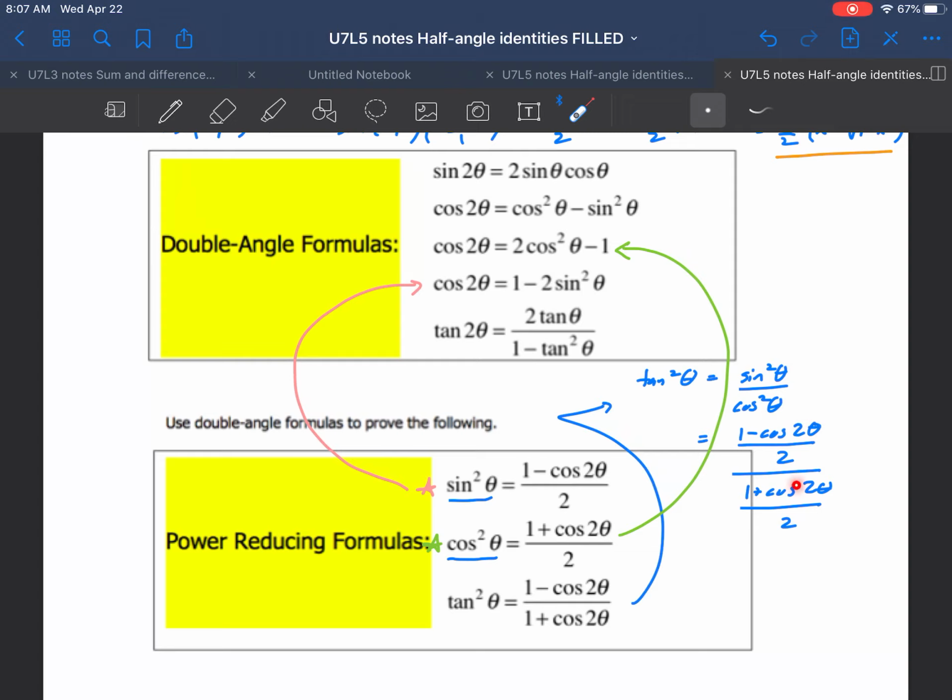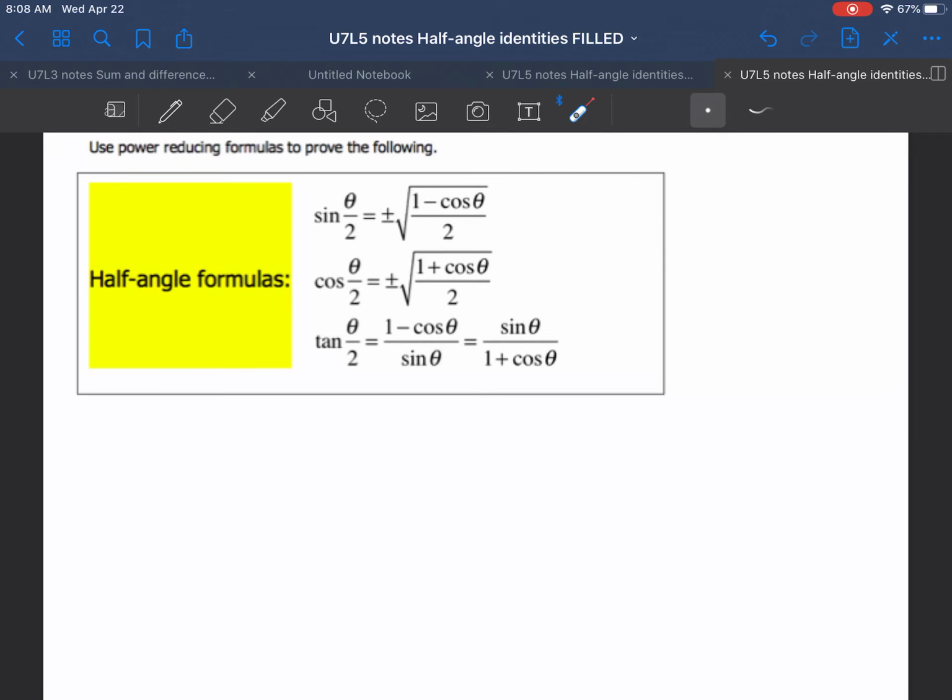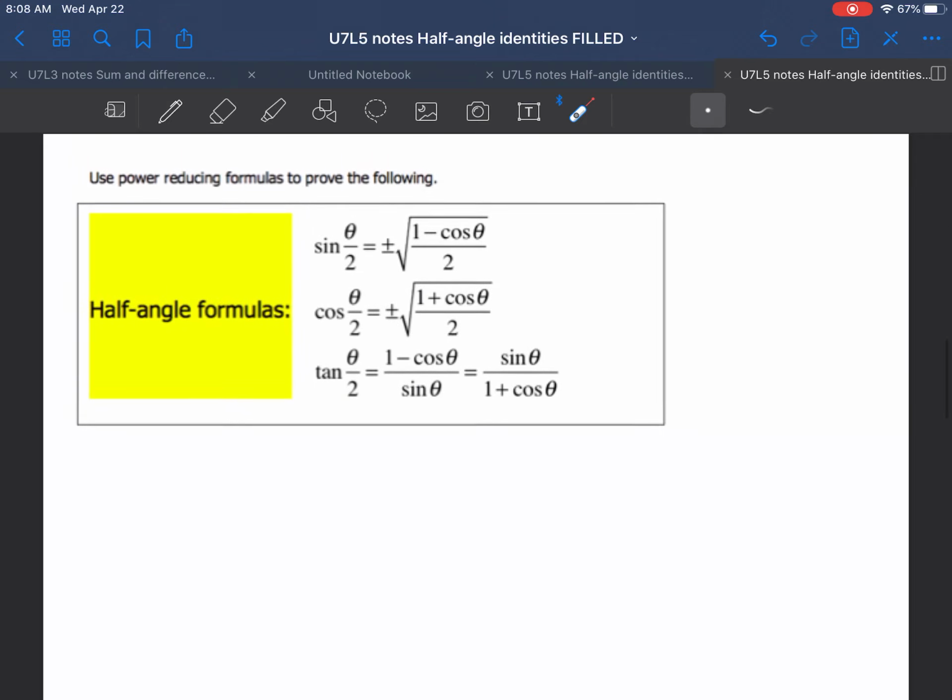So now you guys are probably saying, well, look, I've got this thing over this thing. They both have a 2 in the denominator. Can those cancel? And the answer is yes, absolutely they can. Okay? So this turns into 1 minus cosine 2 theta over 1 plus cosine 2 theta. All right? And now we've proven that tan squared theta is that. Okay, let's keep moving on.